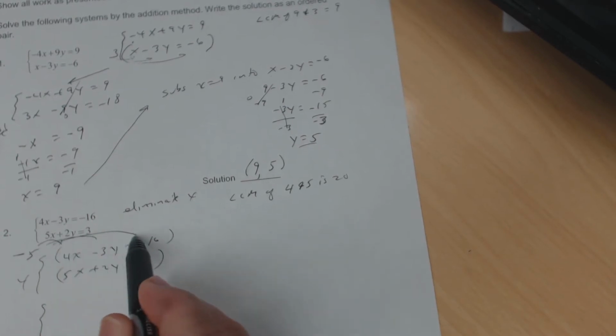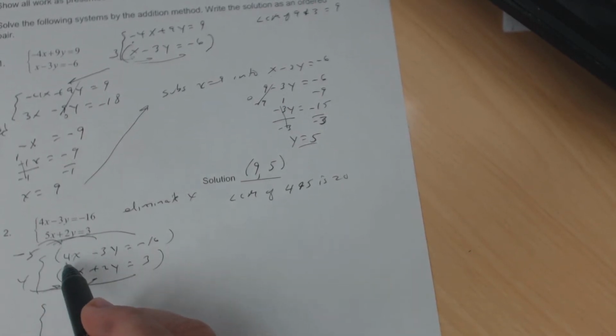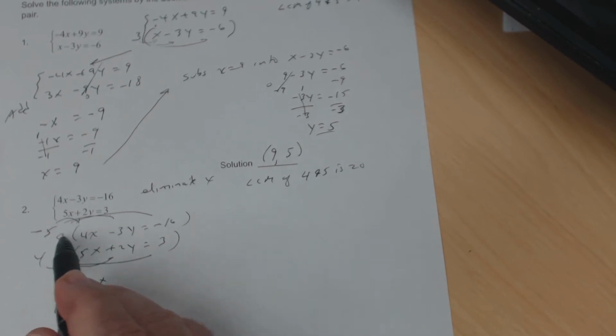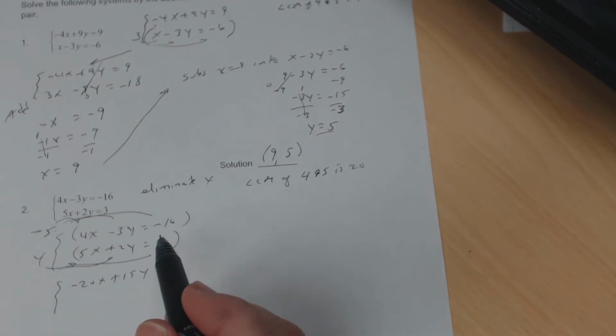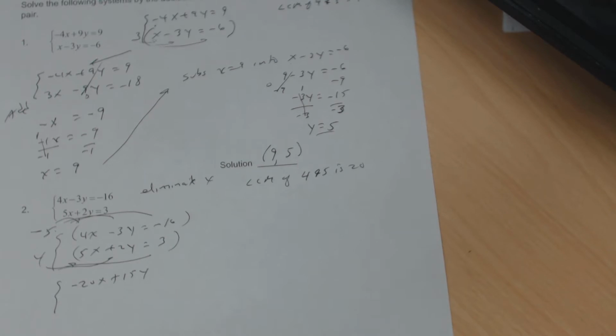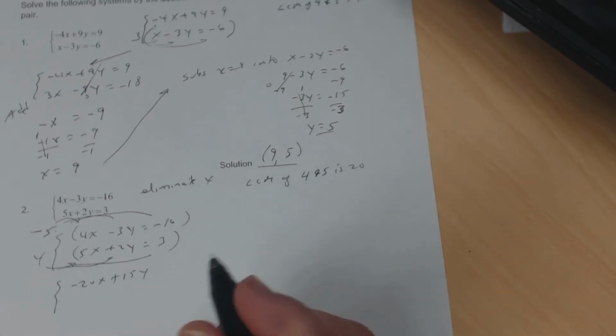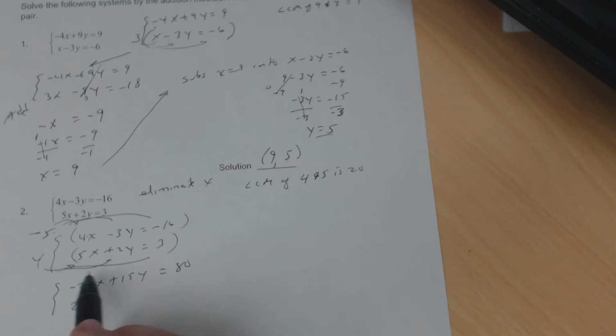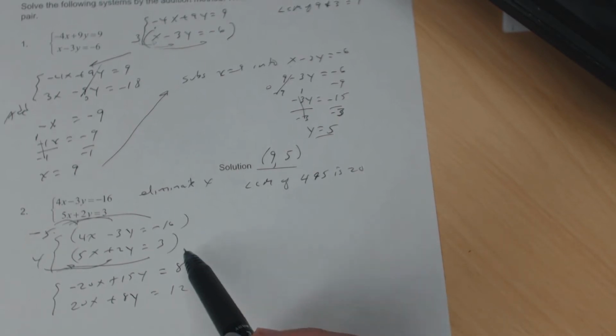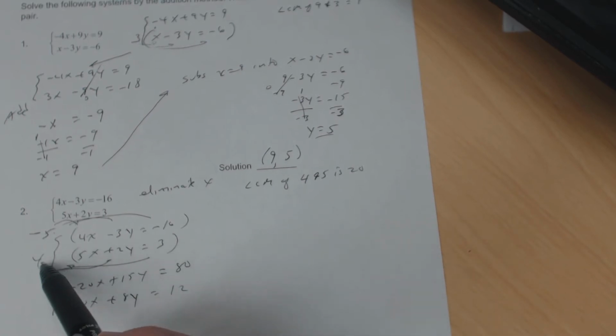You remember we're going to distribute now. Negative 5 times 4x is a negative 20x. Negative 5 times a negative 3y is a positive 15y. And negative 5 times a negative 16 is a negative 80. Always double check if you're not sure: 16 times 5 is 80. Then distribute the 4. 4 times 5x is 20x. 4 times 2y is 8y, and 4 times 3 is 12. A mistake people usually make is forgetting to multiply the right side as well. You multiply everything by this number.